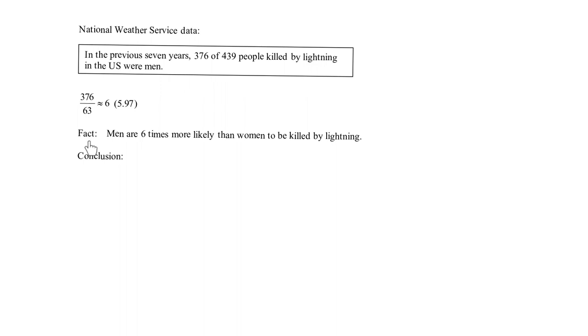So it is a fact. During these 7 years, the fact is that men are 6 times more likely than women to be killed by lightning. Conclusion. What if this is my conclusion? I look at this fact and this is my conclusion. I say, well, it looks like lightning aims for men. Does that sound like a reasonable conclusion? Hopefully not, right? I mean, of course it's possible. There could be some unknown laws of physics, but it's far more likely that there's another reason for this.